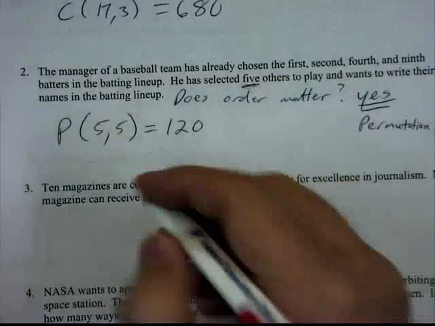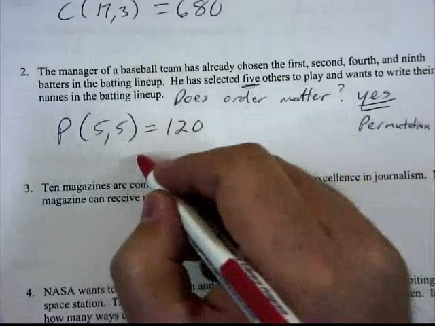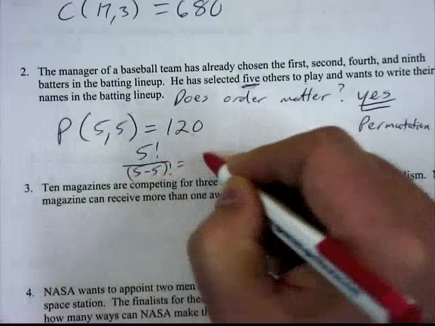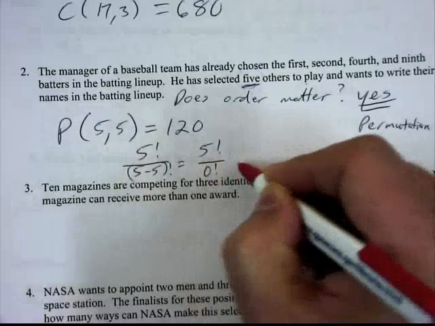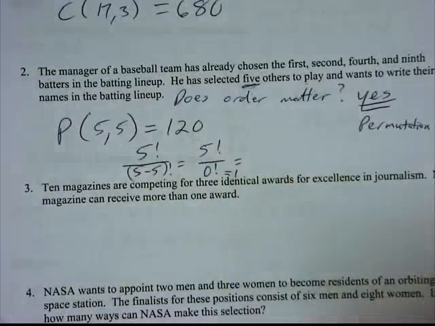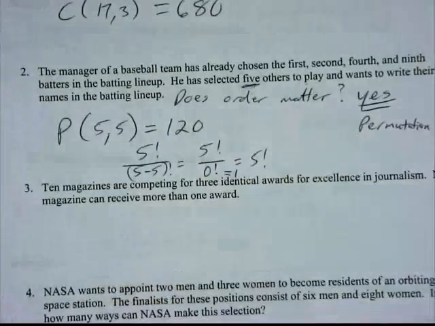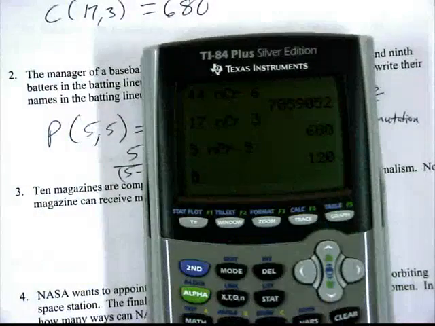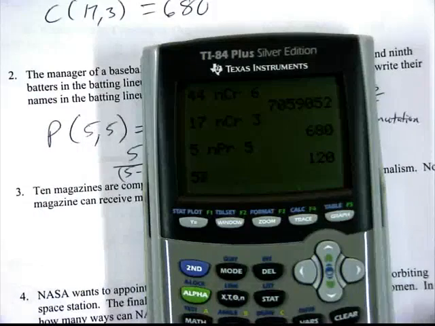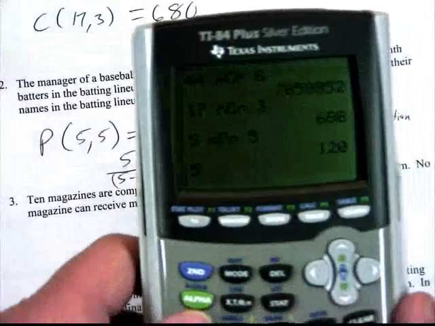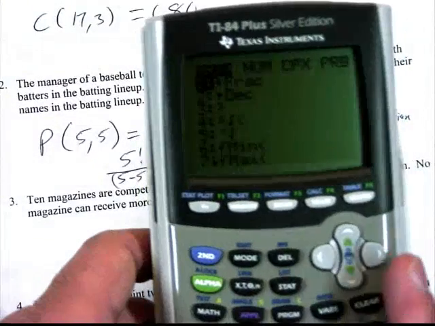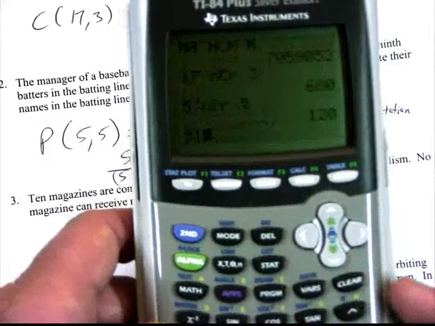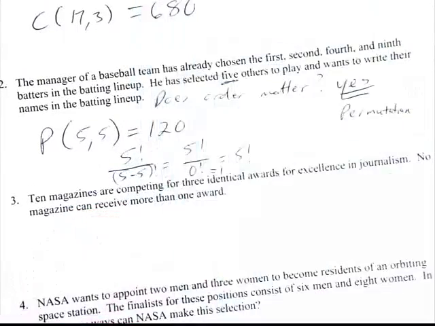Alrighty? Now notice what happens if we do that in factorial. We get 5 factorial over 5 minus 5 factorial, which is 5 factorial over 0 factorial. But 0 factorial is equal to 1, so we just get 5 factorial. And if you do that on your calculator, you'll notice you get the same thing. So if I put in 5, and I go to the math menu, and I go over to probability, and I choose factorial, 5 factorial is 120. Okay?